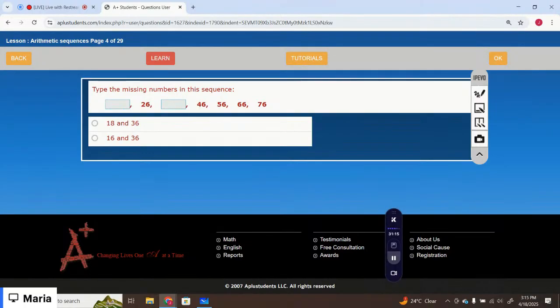Type the missing number in the sequence. 16, 26, 36, 46, 56, 66, and 76. That is 16 and 36. Option number 2 is the correct option.